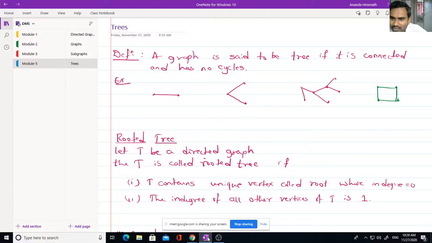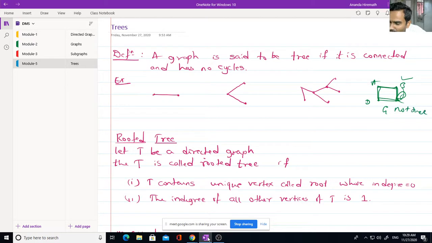Now, a graph is said to be a tree if it is connected and has no cycles. Say, in this example, there are four vertices A, B, C, D. No doubt it is a graph. But if there is a cycle, so there is an edge between A to B, B to C, C to D, and again D to E. So we say that there is a cycle. So this graph is not a tree.